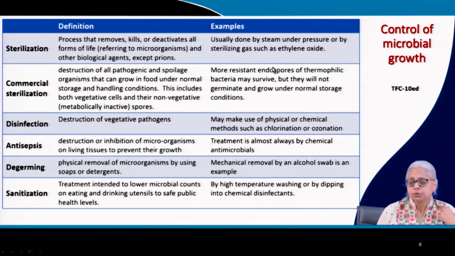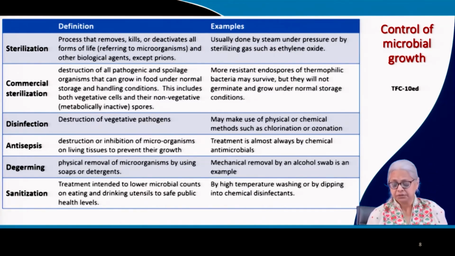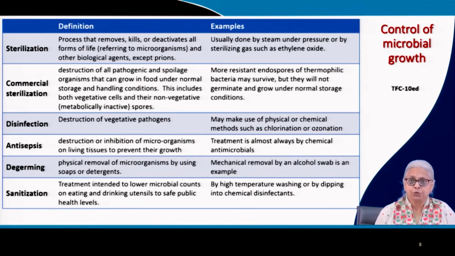So resistant endospores of thermophilic bacteria may survive, but they are unlikely to be present in normal conditions. Under normal conditions, you're not going to have thermophilic bacteria, but if their spores are there, they may survive under these conditions, but they are not likely to be pathogenic. We do not know any examples of thermophilic bacteria that are pathogenic. They will not germinate or grow under normal storage conditions.